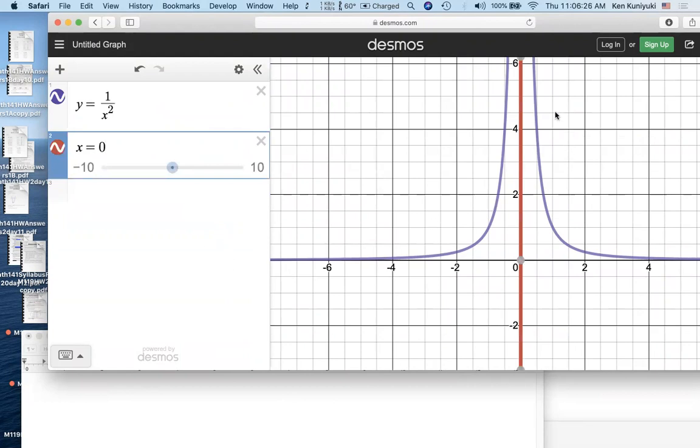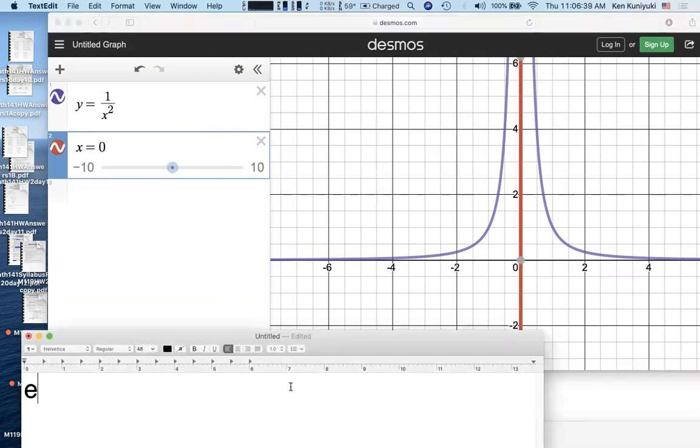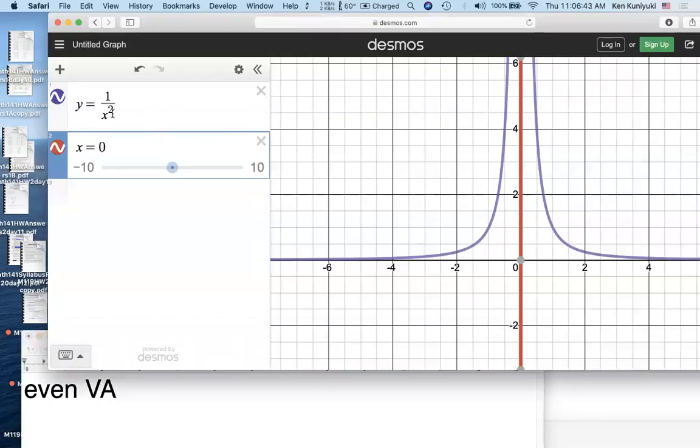This time, however, the branches are going in the same direction. As x approaches 0 from both the right and the left, y, or the function value, approaches positive infinity in both cases. So here, the VA is an even VA. And that corresponds to the fact that we have an even exponent on the factor here. 0 is a 0 of the denominator with multiplicity 2.